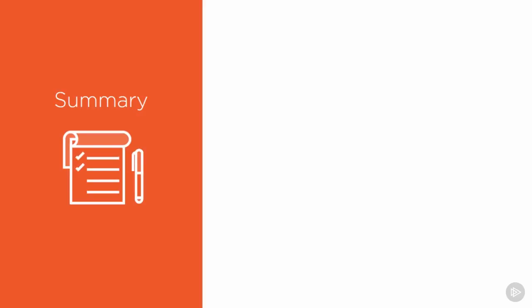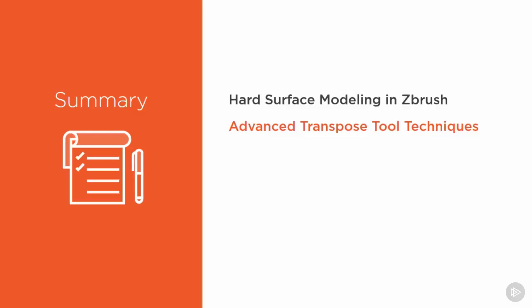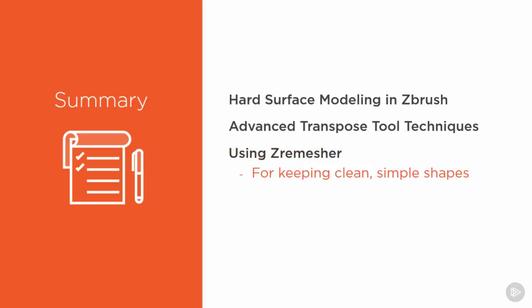In summary, what we've learned from this module is how to hard surface model inside of ZBrush, how we can do some advanced transpose tool techniques, how we can use Z-Remesher for keeping clean, simple shapes, and how we can refine and add detail to our design inside of ZBrush. By having all these understandings, we're able to better create a really detailed concept inside of ZBrush in this module.